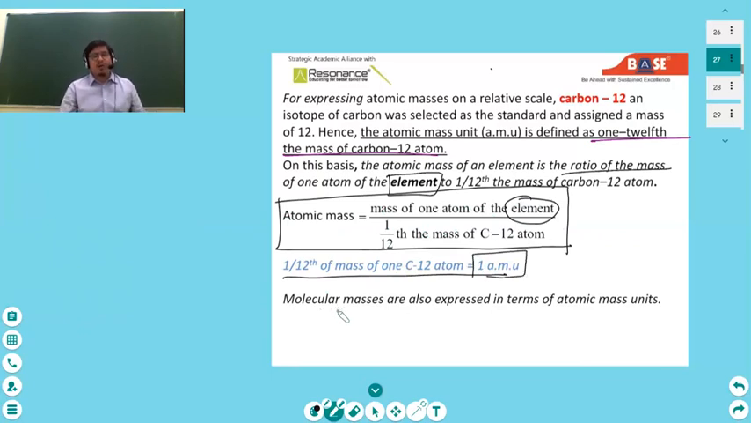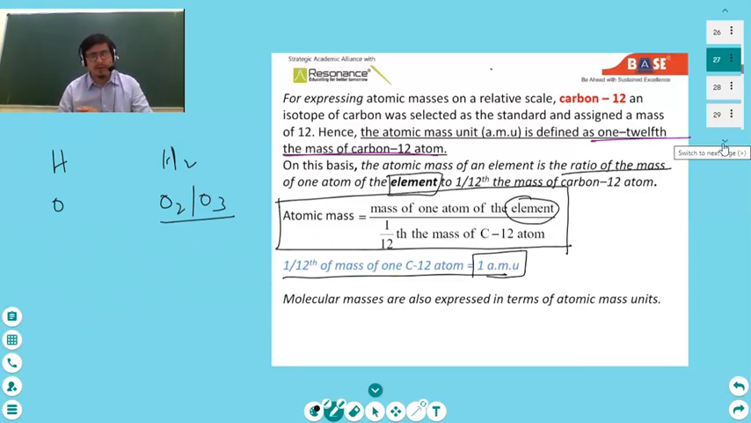Molecular masses are also expressed in terms of atomic mass unit. Suppose the atom is hydrogen and the molecule is H2. Suppose the atom is oxygen, the molecules are O2 and O3, oxygen and ozone. We are going to discuss this now. Atom done, molecule, let's move.